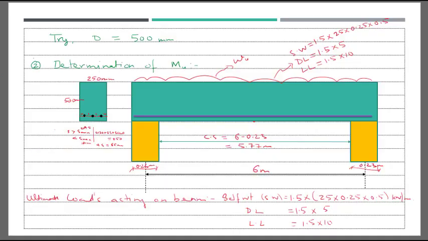Finally, you show in the sketch these 3 20 mm dia bars with a cross section of 250 mm and 500 mm as the overall depth of the beam. I hope you have understood this problem, how to solve it.